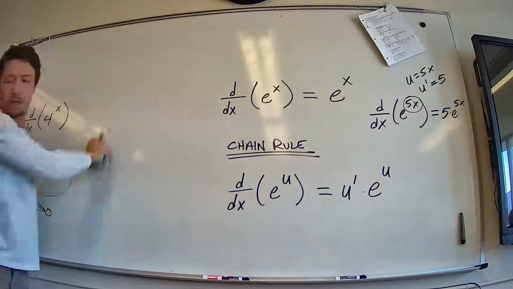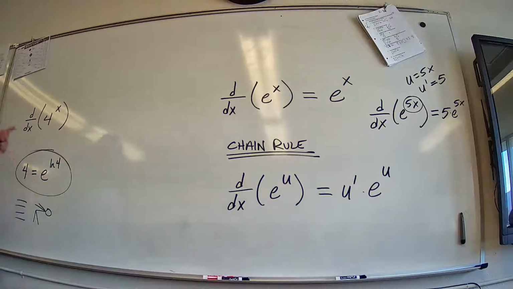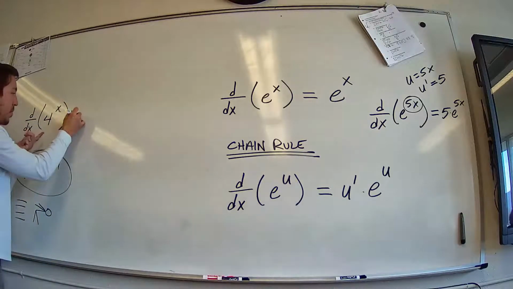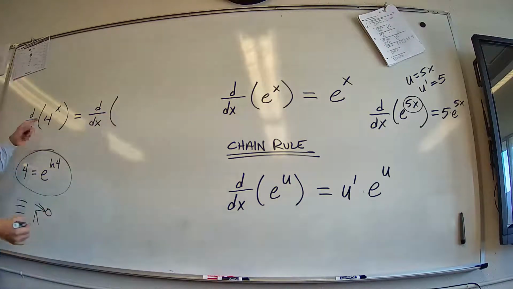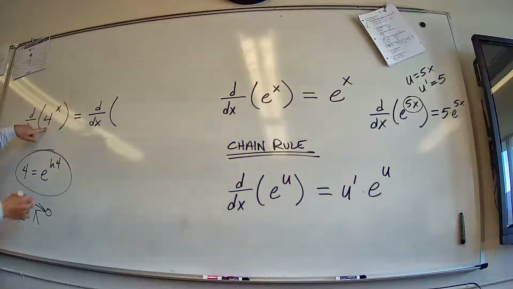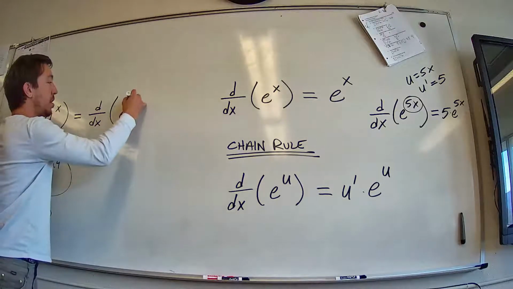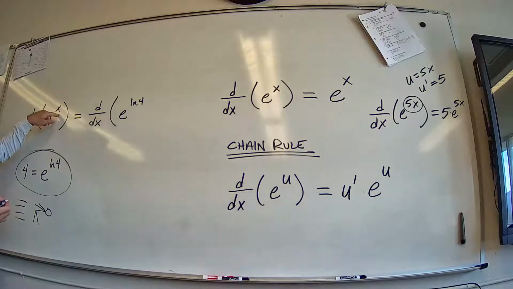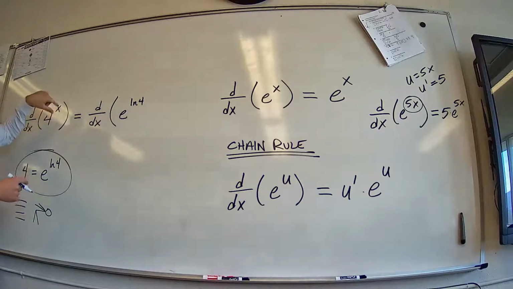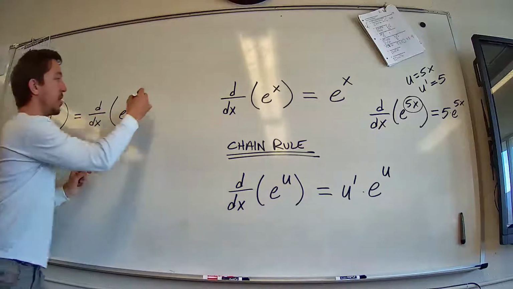So we okay? All right. So far, what I'm going to do here then is say, well, this derivative: this 4 is really e to the natural log of 4 power, and that's raised up to the x power. So what are those exponents going to do? They're going to multiply.